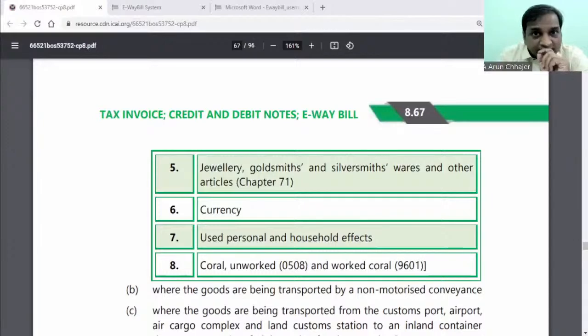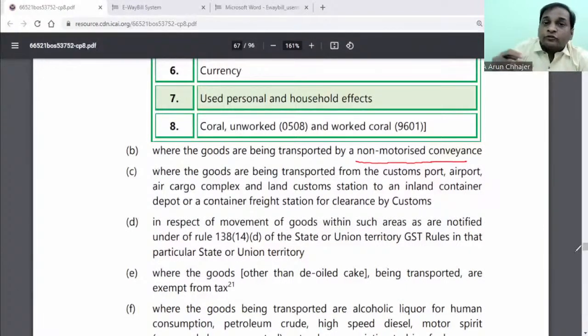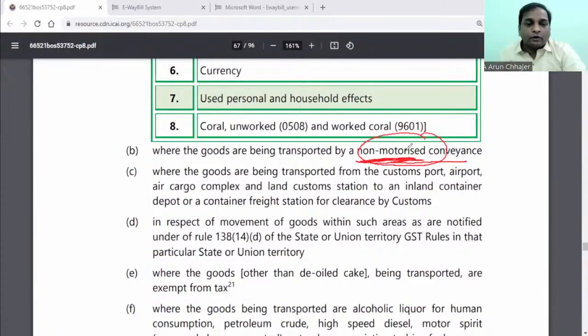There are multiple clauses we are discussing, where an e-way bill is not required. Clause B: when the goods are being transported in a non-motorized conveyance. I am moving the goods on a cart, a bull cart, or from one location to another on a cycle rickshaw, not an e-rickshaw, or by a person himself, by labor carrying the goods, or my nearby shop is purchasing goods of 51,000 and I am delivering by hand. In all such situations, if the goods are moved through a non-motorized vehicle, there is no requirement of an e-way bill.